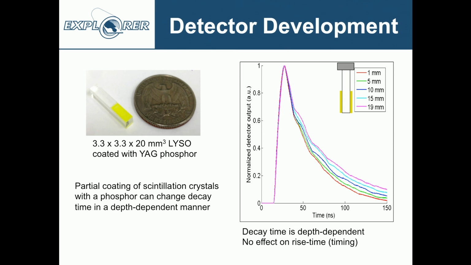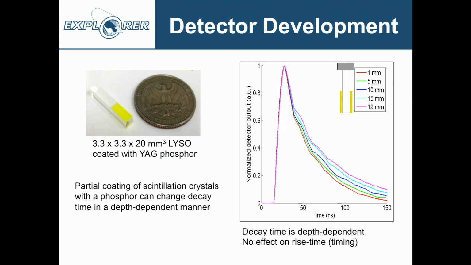And if we have a pattern like this, when events occur close to this end, more of that light will be converted by the phosphor and slowed down, versus at this end, where there's no phosphor, most of that light will go straight into the photodetector and will have the characteristic decay time of the scintillator.